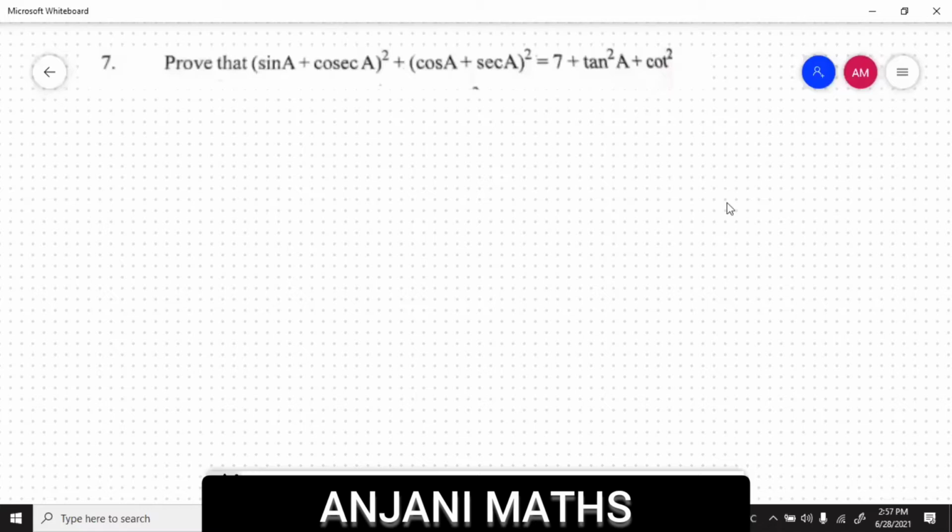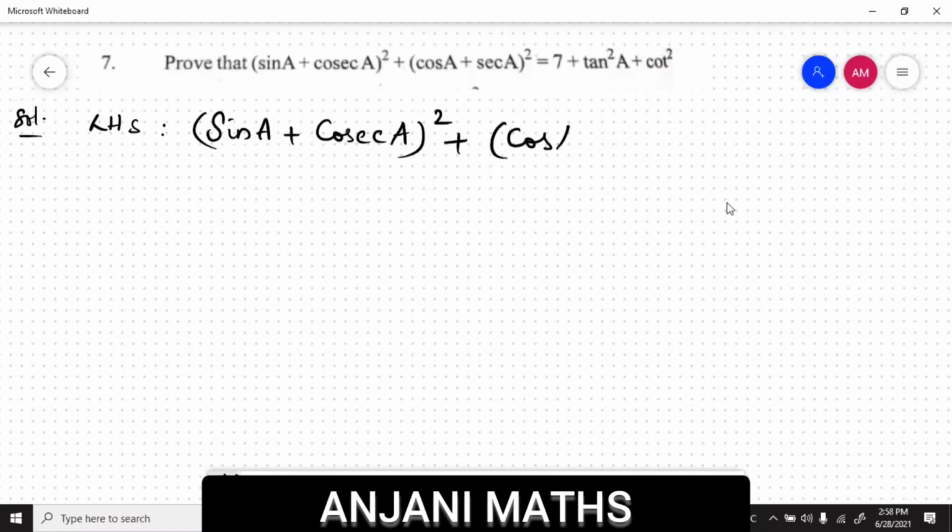Prove that (sin A plus cosecant A) whole square plus (cos A plus secant A) whole square equal to 7 plus tan square A plus cot square A. So consider left hand side. Left hand side. What we have in left hand side? (Sin A plus cosecant A) whole square plus (cos A plus secant A) whole square.